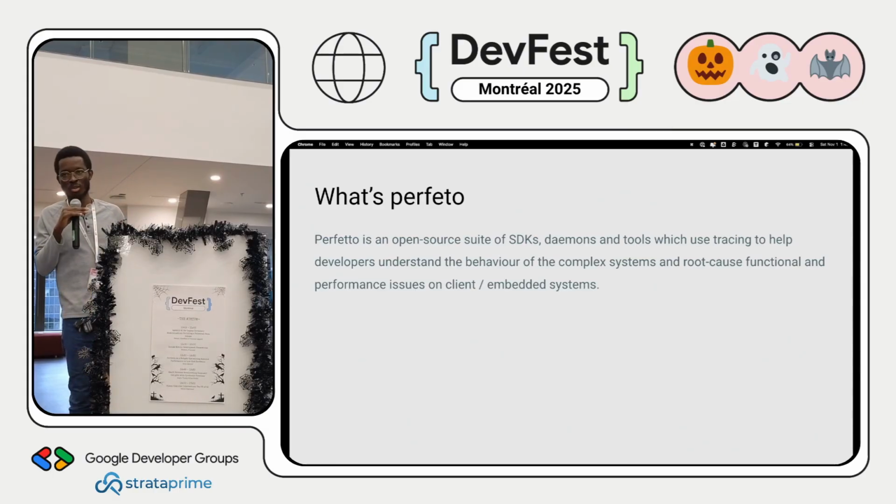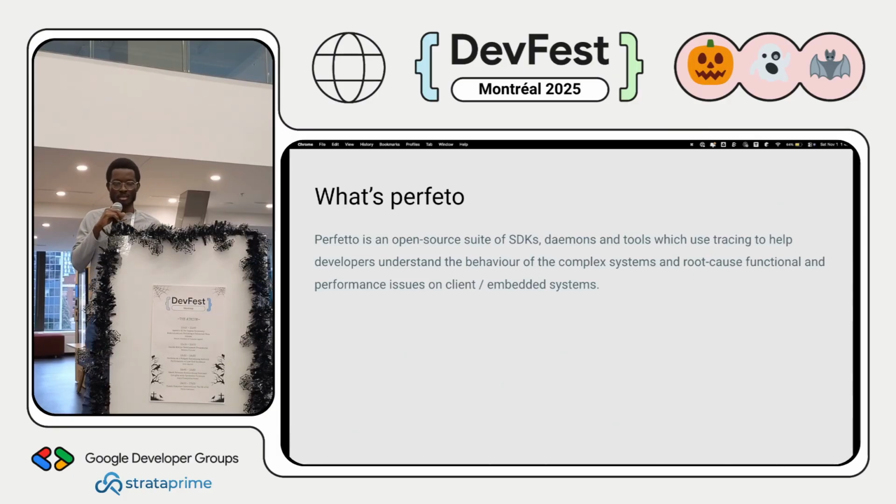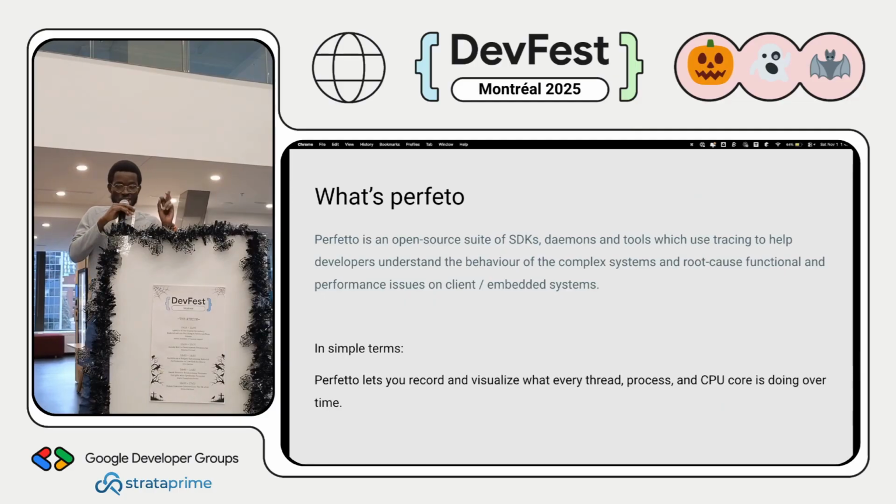It's not only related to Android apps, so you can use it on Linux, Mac, and embedded systems, not only for Android. So in short, I would say Perfetto is a tool that allows you to, first of all, record the trace, right? Visualize the trace, right? And try to see what is going on over time.